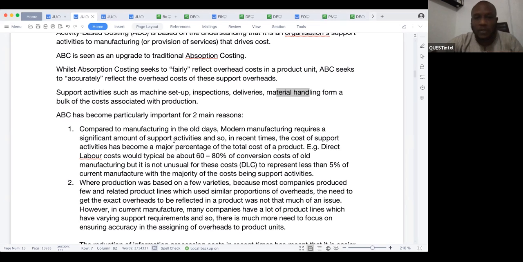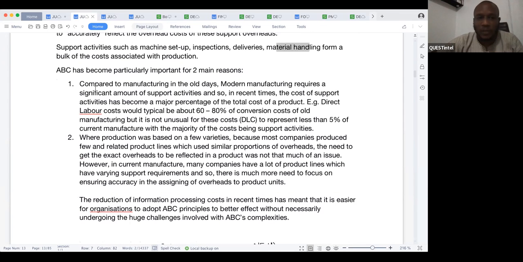First of all, compared to manufacturing in the old days, modern manufacturing requires a significant amount of support activities. And so in recent times, the cost of support activities has become a major percentage of the total cost of a product. While direct labor was typically around 60 to 80% of conversion costs in old manufacturing, it is now not unusual to see direct costs representing less than 5%, and the support activities representing the bulk, 90+% of the total cost. So that's one of the major reasons, because overhead costs have become significant. We've talked about this earlier on.